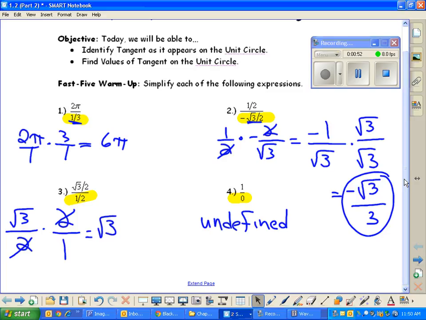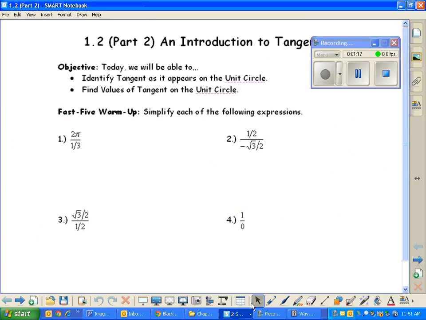Are we okay with all those? Are there any that I need to talk through? It's mostly just multiplying top and bottom by the reciprocal of the denominator to get it to not be a complex fraction. It's crazy. Are we okay? All right, moving forward.